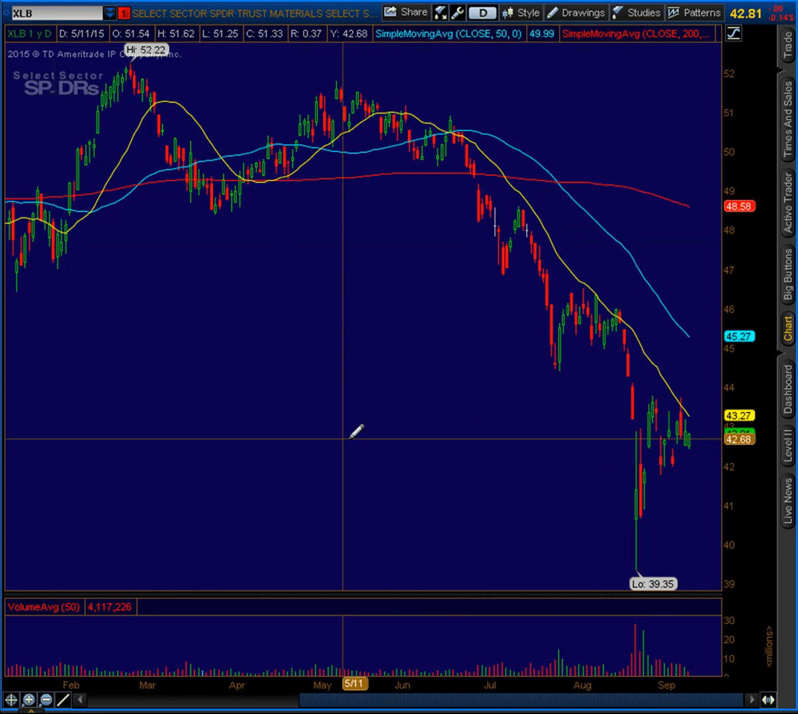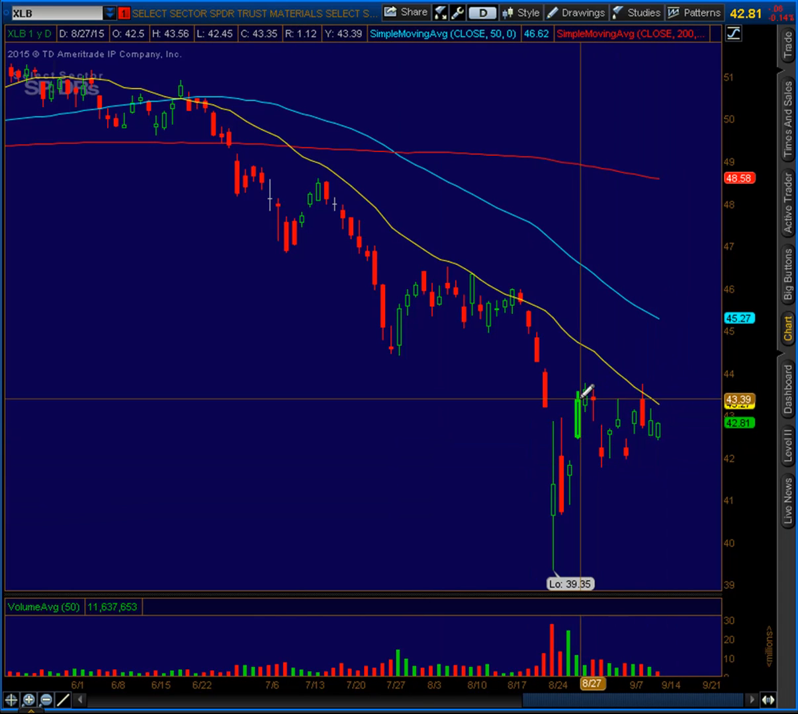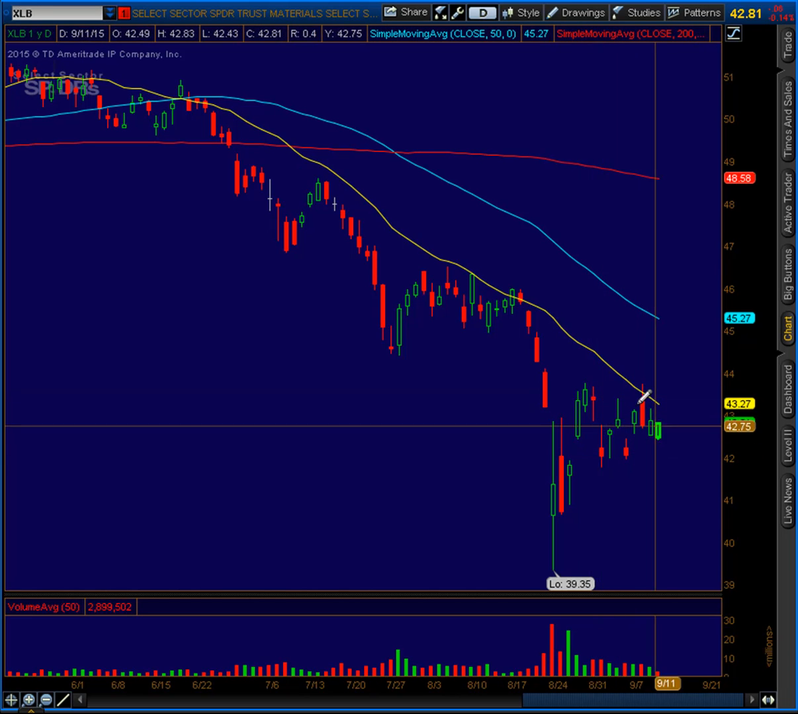Same thing, guys. Actually, this one, I would rather wait above this area rather than this. You want to wait above for it to clear above 43.65 area on there.